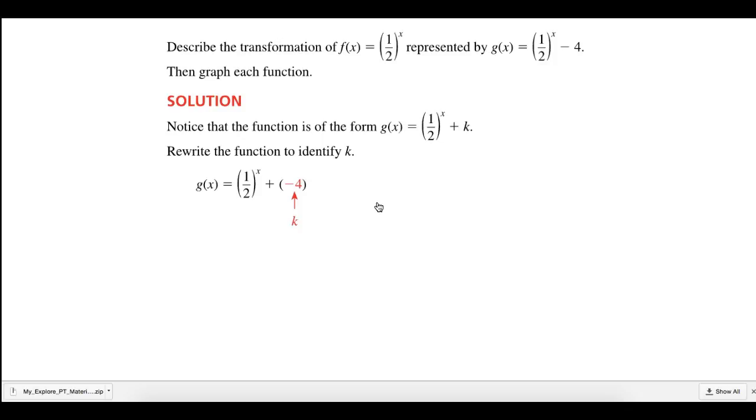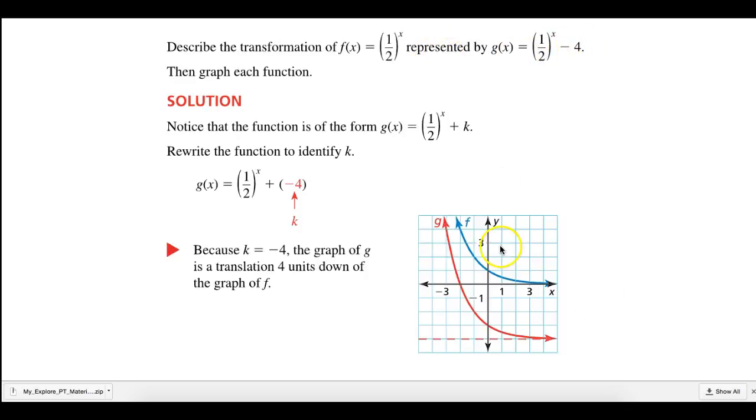Now to graph that, I'm not going to go ahead and make a table and everything for you, but you guys know the way that you would do that is you would simply make an xy table of your parent function, and for -4 you would just shift everything 4 units down. So f would be your parent function, and because we shifted down 4, you would go down 1, 2, 3, 4, and g, your red line, would be your new graph.